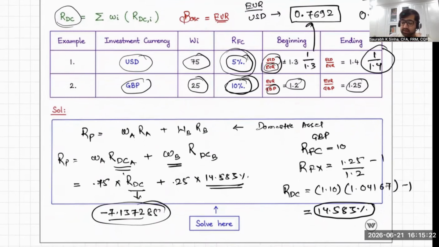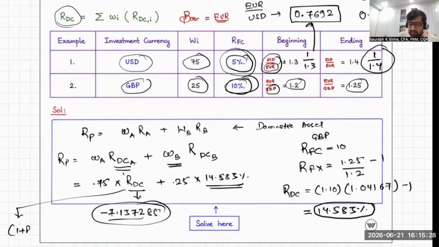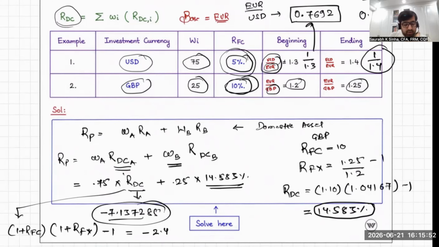Okay, let's do the calculation. So the formula to calculate RDC is (1 plus RFC, which is 5%) into (1 plus RFX, which is negative 7.137285%) minus 1. That is, into 1.05 minus 1. The net return is negative 2.45. Negative 2.45. And this is the return I can use in the calculation.